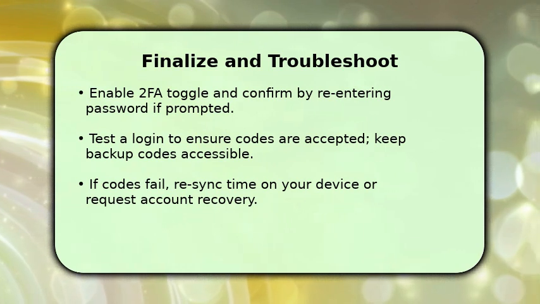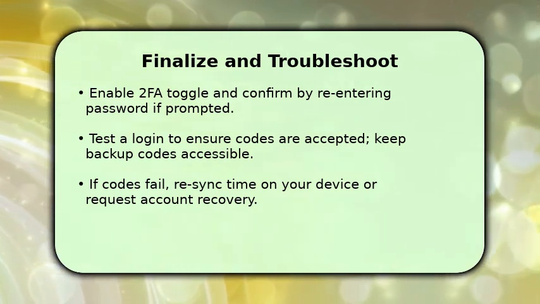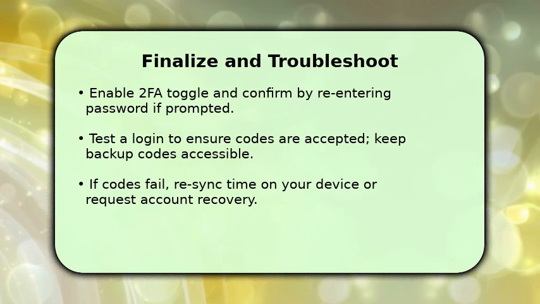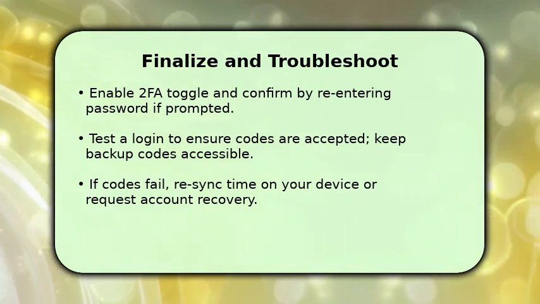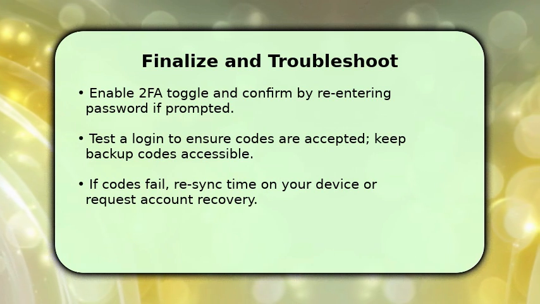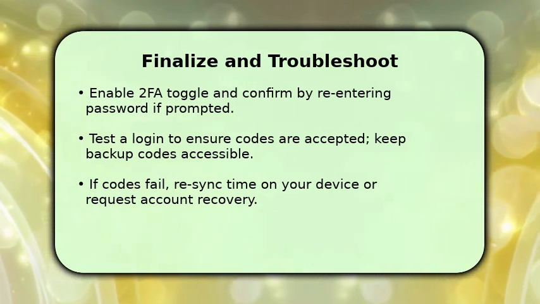If you run into problems, first check the time settings on your phone. Authenticator apps need correct time to generate valid codes. If that doesn't help, use backup codes or contact Sproutgigs support for account recovery to avoid lockout.